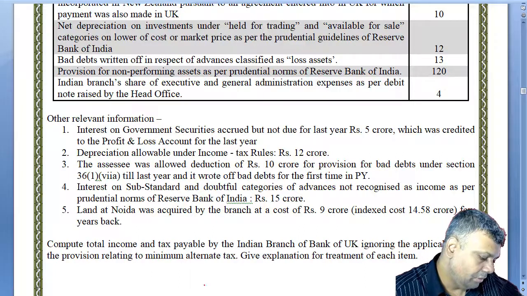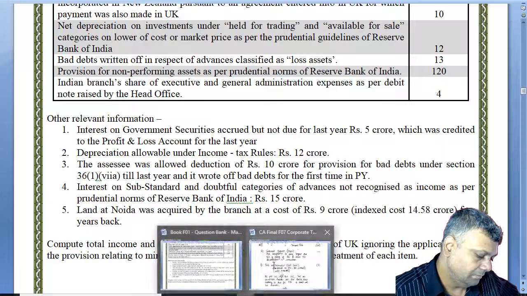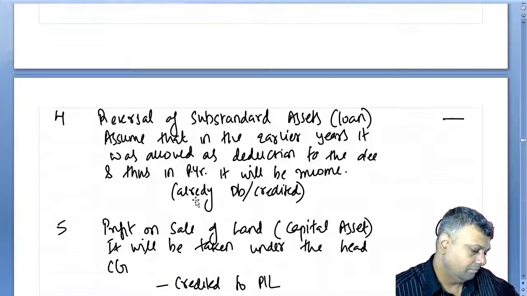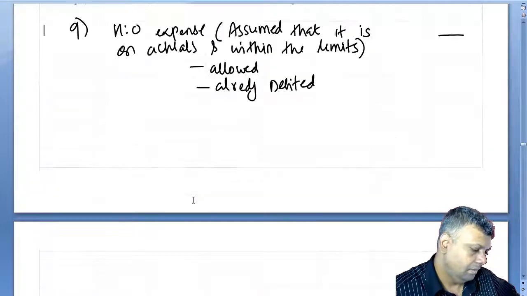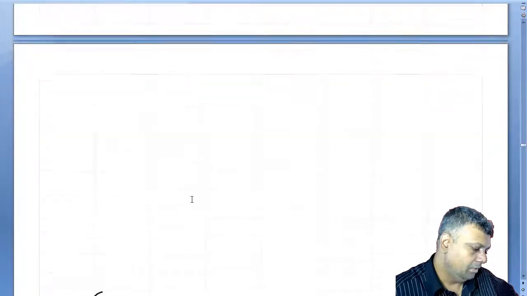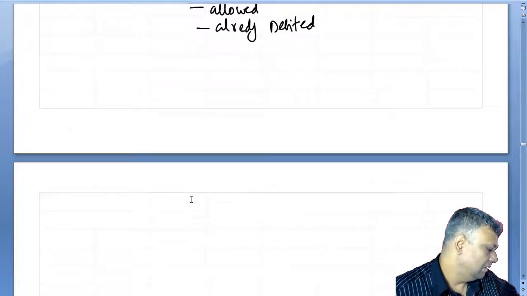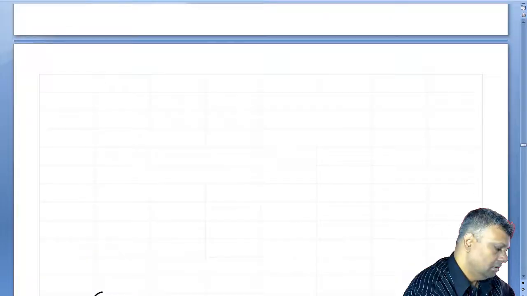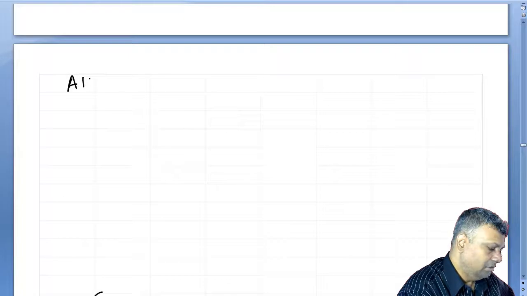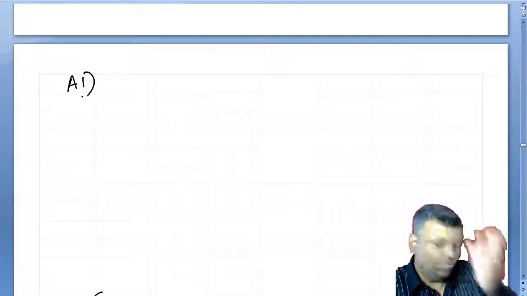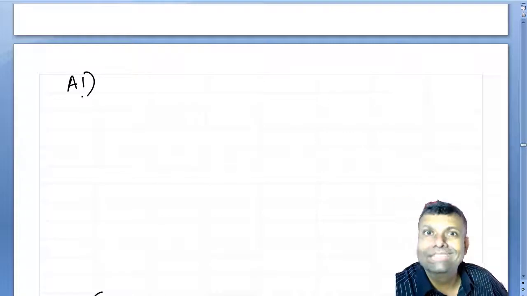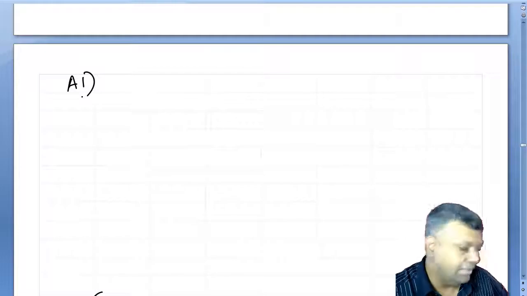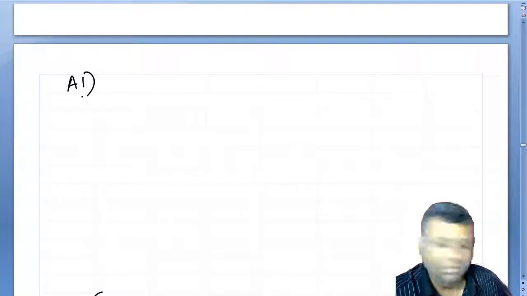So, additional information 1, we'll have to use it now. After the point number 9, I think I can use this additional information 1. I'm just writing A1 so that, when you solve the question, you realize that this adjustment we have done is with respect to that additional information. Otherwise, there is no special reason why I should write A1 separately.